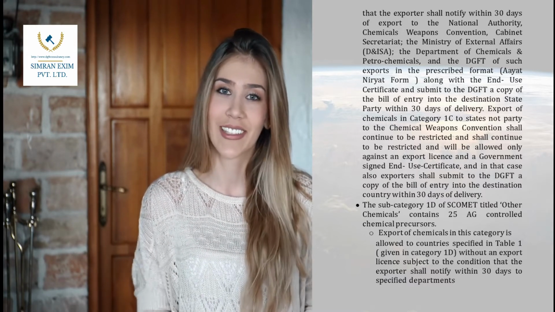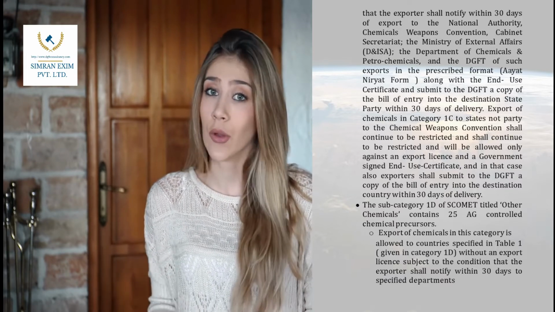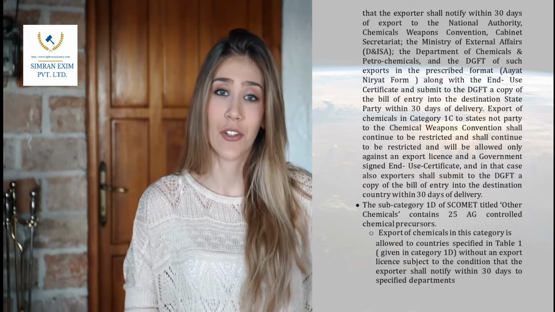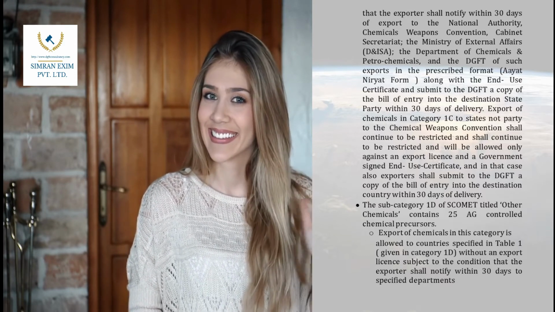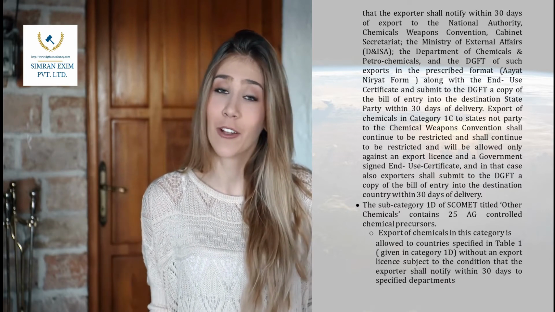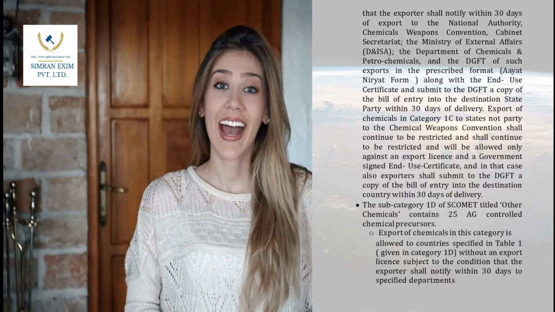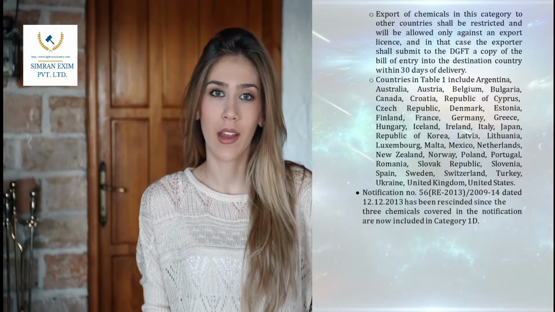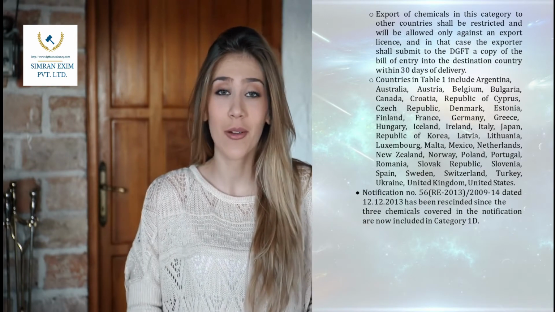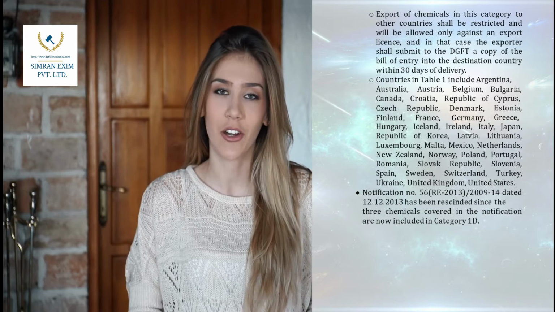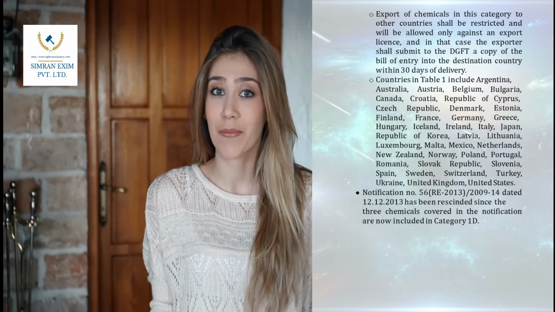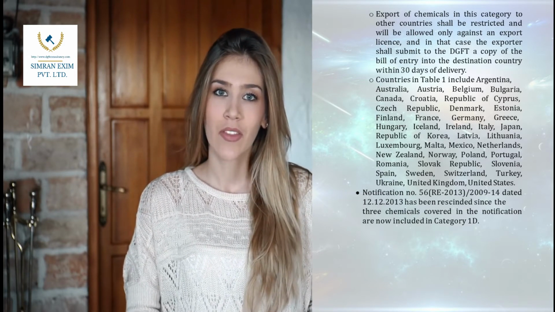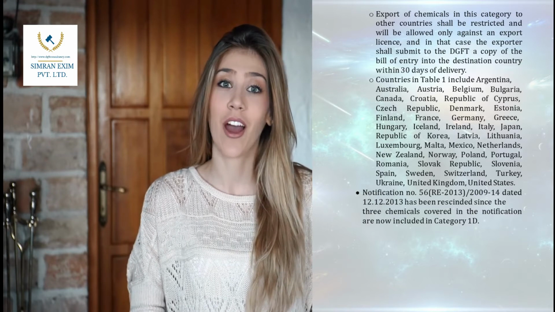The subcategory 1D of SCOMET titled Other Chemicals contains 25 Australia Group controlled chemical precursors. Export of chemicals in this category is allowed to countries specified in Table 1, given in Category 1D, without an export license, subject to the condition that the exporter shall notify within 30 days to specified departments. Export of chemicals in this category to other countries shall be restricted and will be allowed only against an export license, and in that case the exporter shall submit to the DGFT a copy of the bill of entry into the destination country within 30 days of delivery.